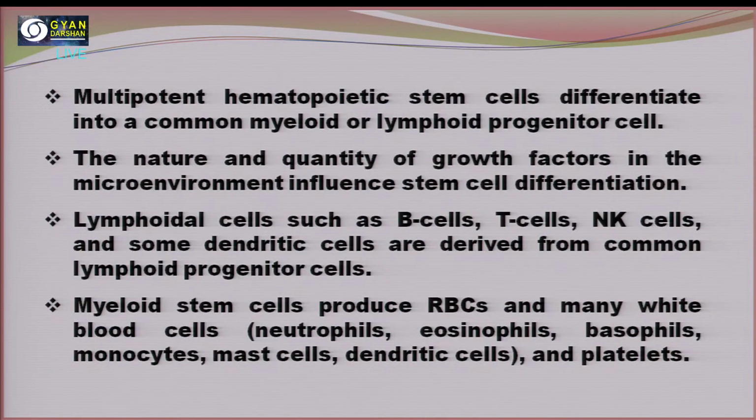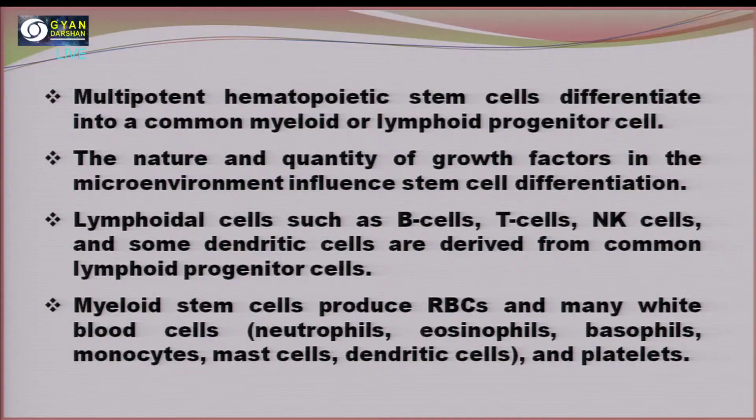And multipotent hematopoietic cells are there. Multipotent hematopoietic stem cells are differentiated into common lymphoid or myeloid progenitor cells. The multipotent hematopoietic stem cells can differentiate into common lymphoid as well as common myeloid progenitors. The nature and quantity of the growth factor in the microenvironment influence the stem cell differentiation.